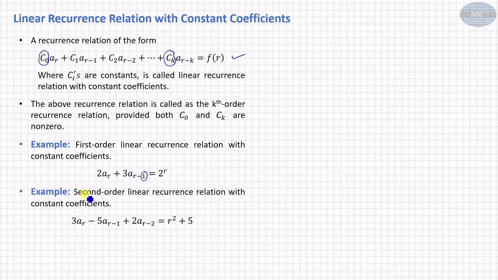Come to another example, a second order linear recurrence relation with constant coefficients. This one is C0, this one is C2. This is called the second order linear recurrence relation with constant coefficients. Another example of a second order linear recurrence relation with constant coefficients is 3a_r + 7a_(r-2) = 0.